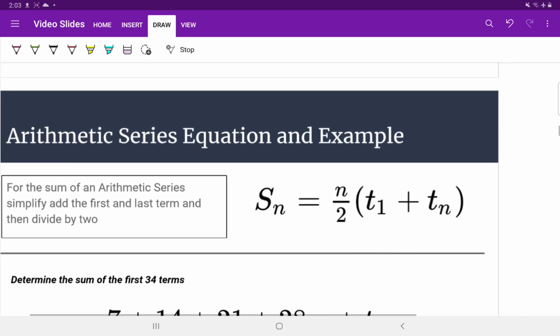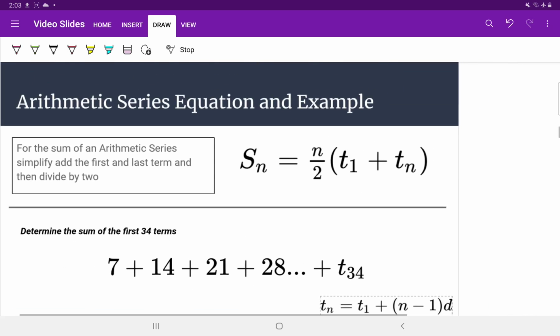So that right there is the expression, the equation, to actually find the sum of a series. If we know the first term and we know the last term, all we need to do is multiply by the number of terms in the series divided by 2.